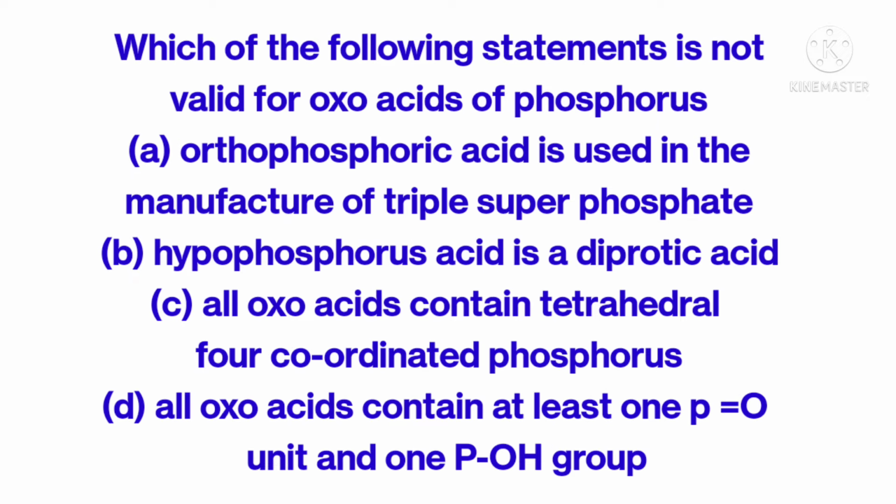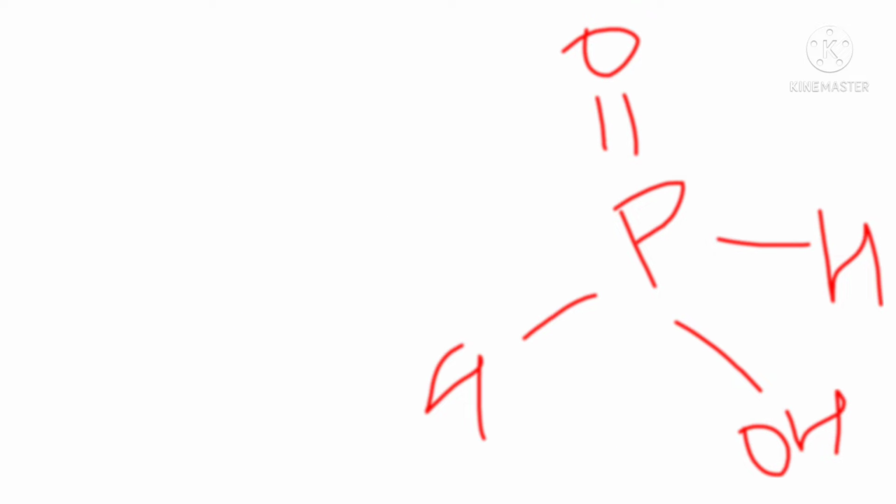Which of the following statements is not valid for oxoacids of phosphorus? Orthophosphoric acid is used in the manufacture of triple superphosphate. It's correct. Hypophosphorus acid is a diprotic acid. Is not correct. It is a monobasic acid. All oxoacids contain tetrahedral 4-coordinated phosphorus is correct. All oxoacids contain at least one P=O unit and one P-OH group is also correct. So option B is the correct answer because it is the incorrect statement.